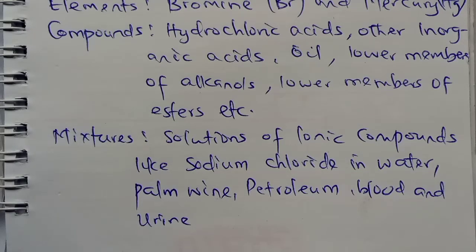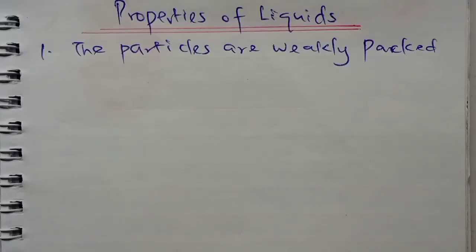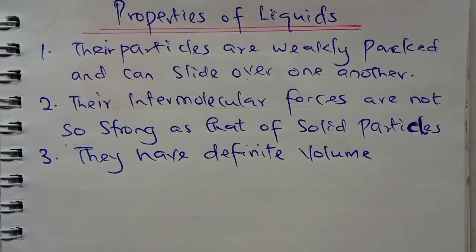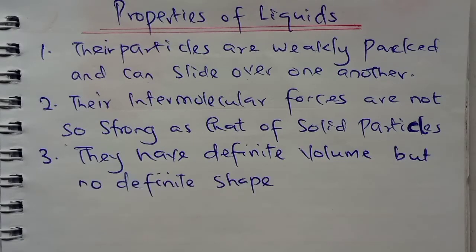Let's look at the properties of liquid. But one thing I just want you to understand here is that properties of liquids are in between solid and gases. Therefore, we go gradually. The particles of liquids are weakly packed and they can slide over one another. The intermolecular forces that are holding liquid particles are not as strong as that of solid particles. They have definite volume, but no definite shape. What they do is they take the shape of the container or the vessel.